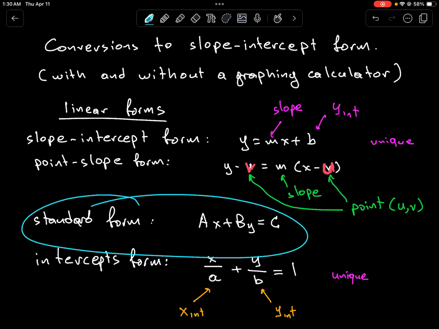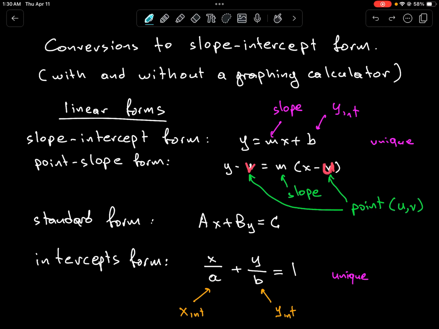Standard form looks like that: capital A x plus capital B y equals C. This form is not unique either, and those capital A, B, C's, they don't have a visual representation on the graph. That's why this is the worst. If you want to graph, you have to convert it.